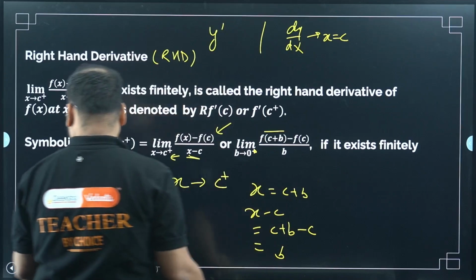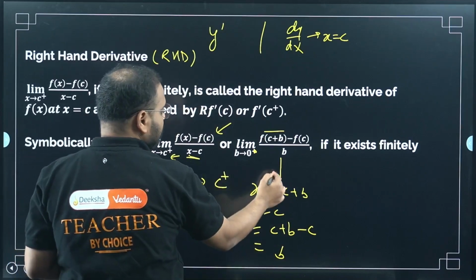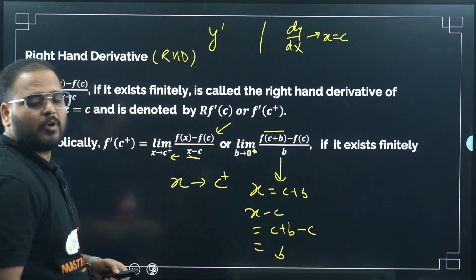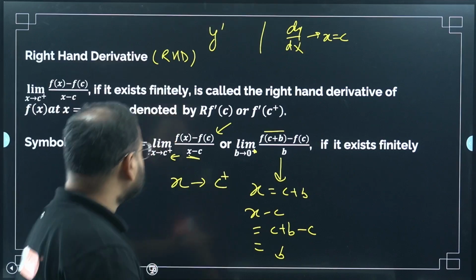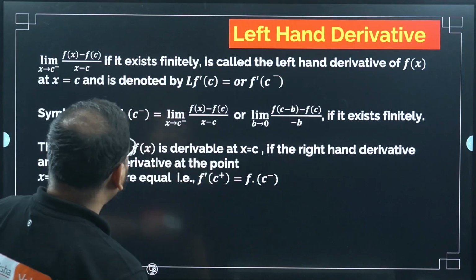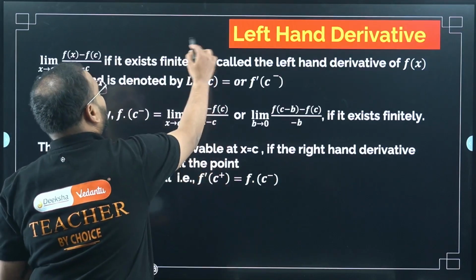Alright, sir. Yes, sir. We understand it, sir. Nothing is there, right? Simple concept. Very simple concepts. What else is coming next? Let's check. Left hand derivative, right? Left hand derivative. How do we look at it?